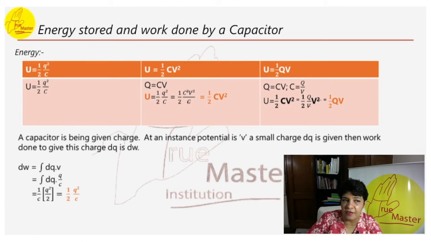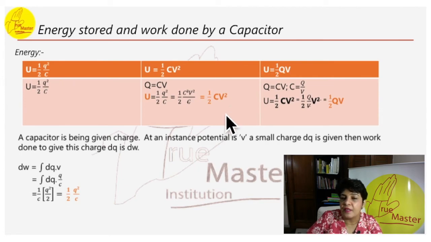Now the derivation of the second formula. We are trying to derive half CV square, which is also a formula for energy. We know energy is equal to half Q square by C, which comes from the previous formula. We also know Q is equal to CV. Replacing Q with CV, we get half C square V square by C. Cancelling C from the numerator and denominator, we are left with half CV square. So this becomes energy formula number 2.